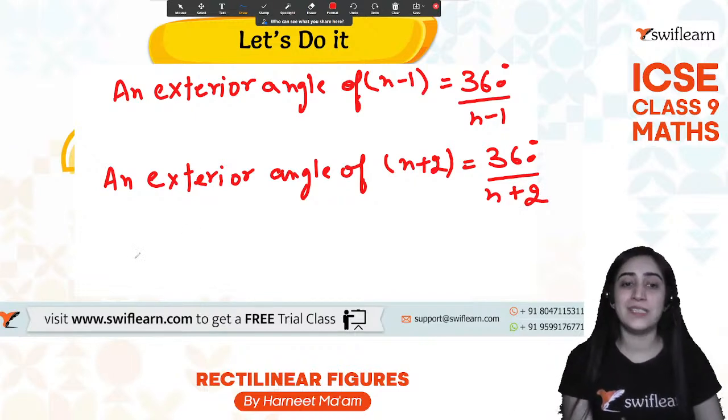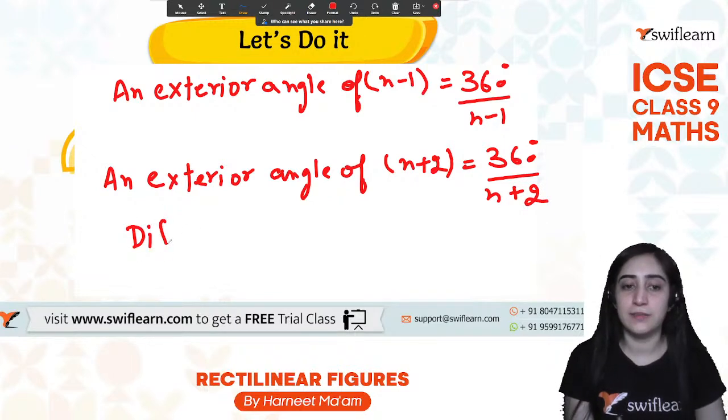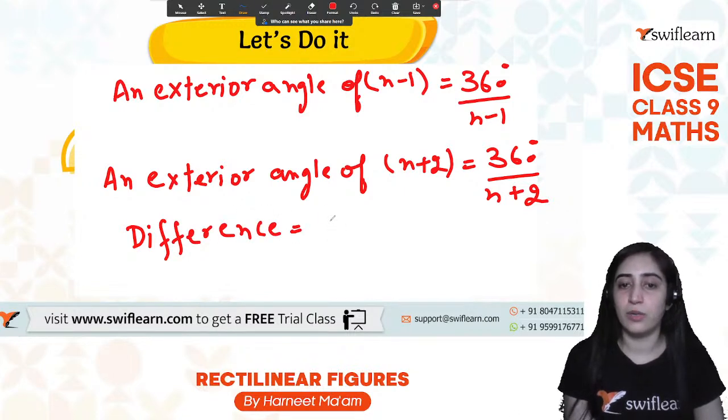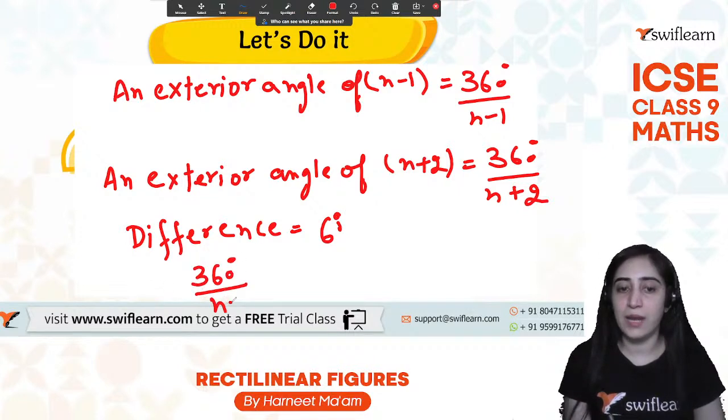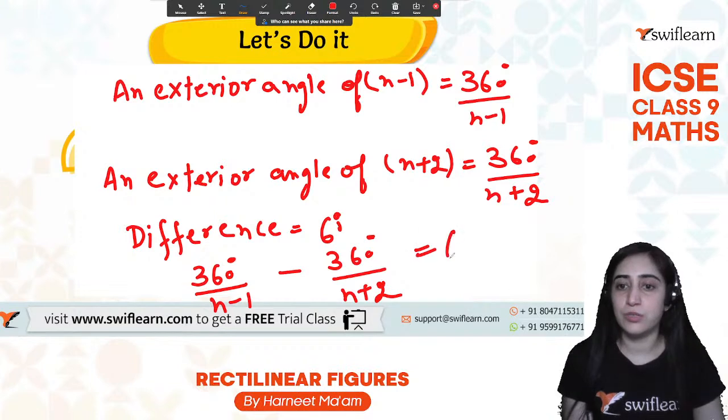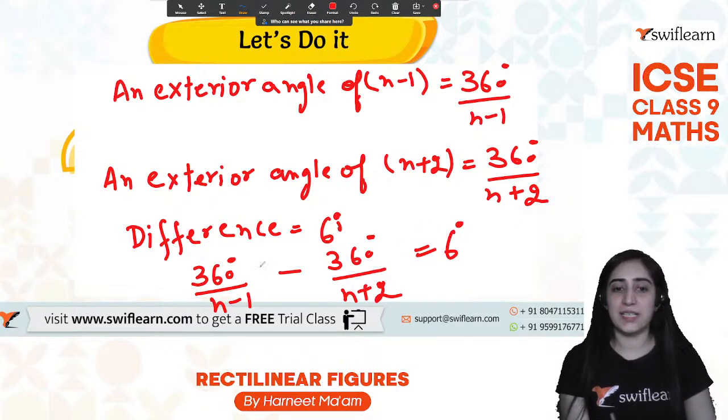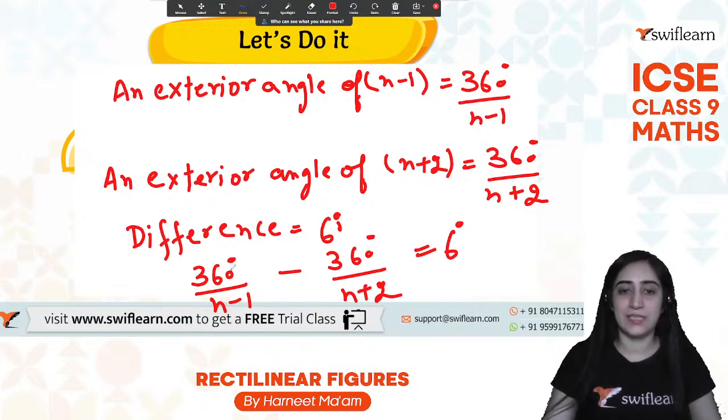All right. Now what does it say? It says the difference is equal to 6 degree, right? So what does that mean? 360 degree upon n minus 1 minus 360 degree upon n plus 2 is equal to 6 degree. Now, taking 6 common and cancelling, we get 60 degree.